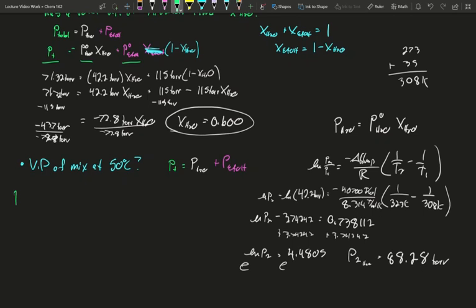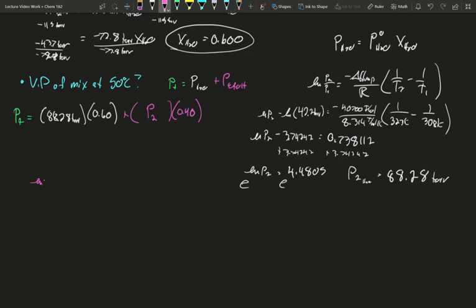So up here, to our pressure total, I now have that there should have been 88.28 torr for the water, but it's 0.6 for its mole fraction. I then need to factor that in for 0.4 for the mole fraction of the ethanol, but I need that pressure too for the ethanol. So I need to repeat this for the ethanol.